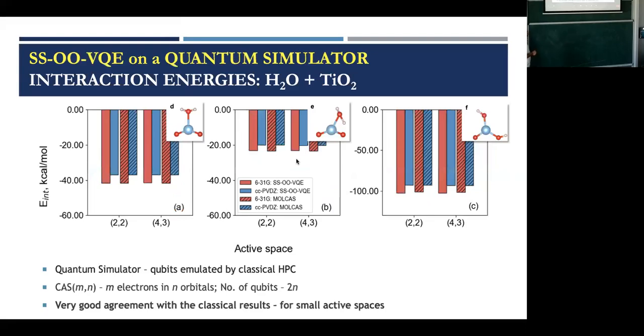And then what we did is that we just chose the ground state. That is why it is called state specific. We targeted the state specific one state, and then we did the calculation for these 2 small active spaces on a simulator. We found that there is good agreement between the classical calculations. This is MOLCAS, which uses a state average CASSCF, and this is a state specific CASSCF in this case, and this is state specific orbital optimized VQE, and there is a good agreement between the classical and the quantum results.